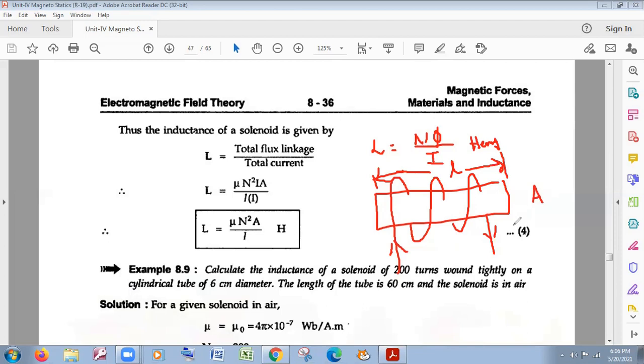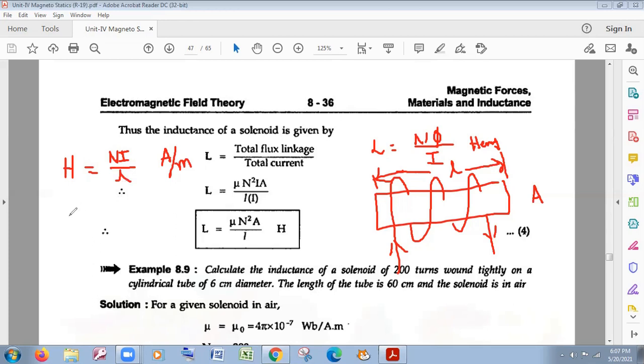The field intensity inside the solenoid, the magnetic field intensity, is given by H is equal to NI by l, where I is the current passing through the solenoid, N is the number of turns in the solenoid and l is the length of the solenoid. H is measured in amperes per meter, current in amperes and l in meters. H is equal to NI by l. Got it, my dear students?